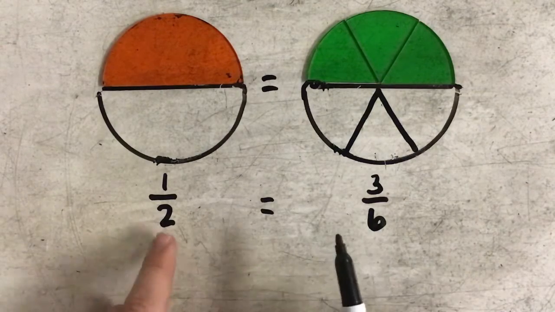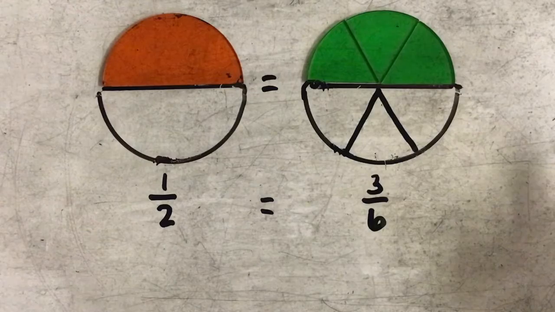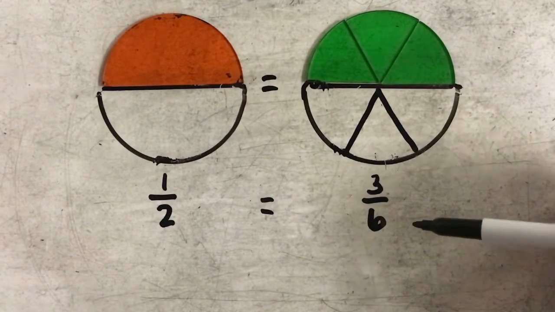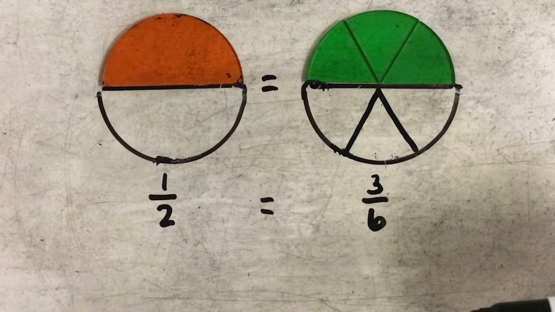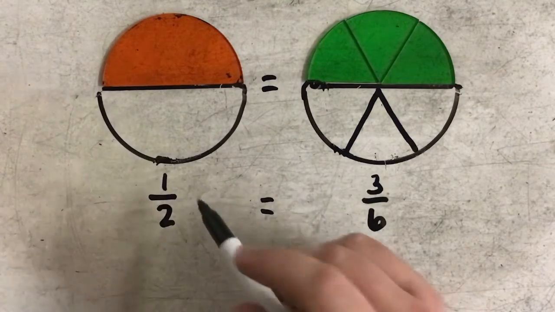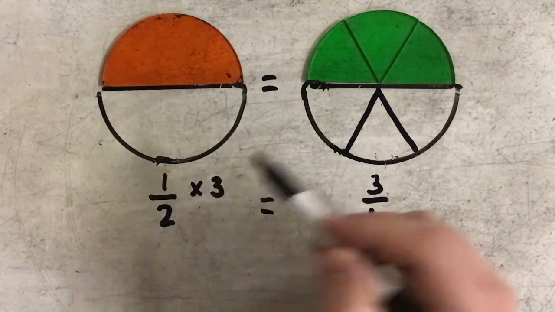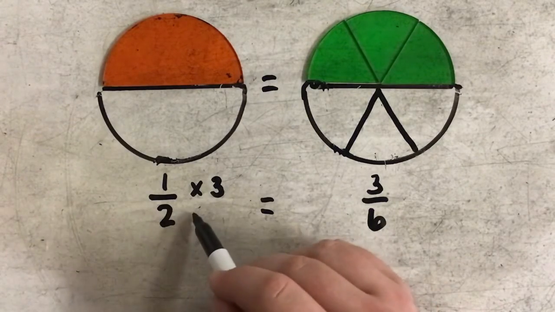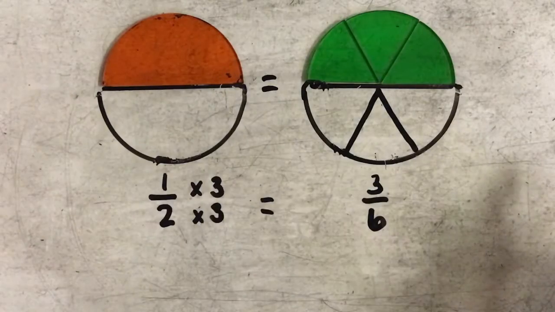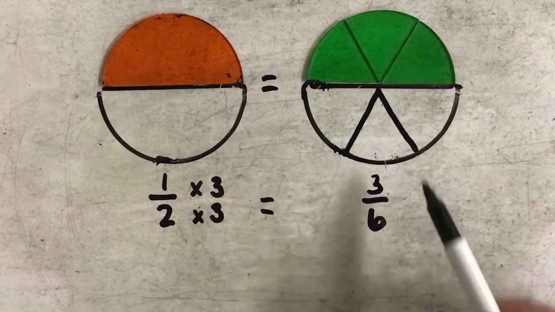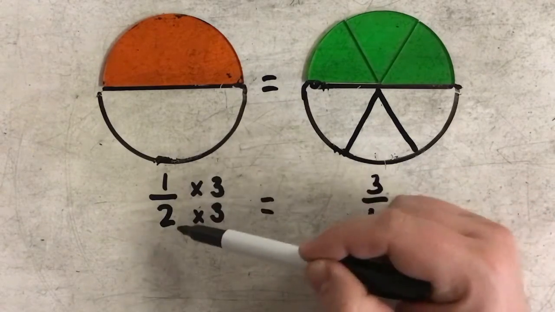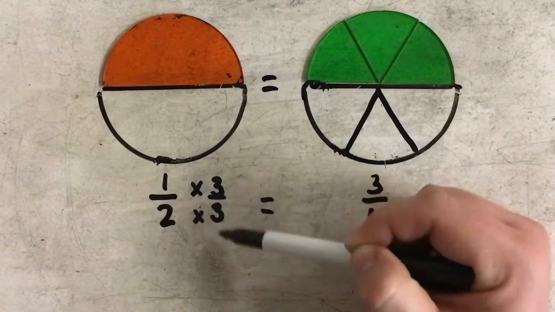Now, how did I get from 1/2 to 3/6? Well, I had to change my numerator and I had to change my denominator. But the trick is that I have to change them in the same way. To get from 1 to 3, I multiplied 1 by 3. And to get from 2 to 6, I multiplied 2 by 3 as well. So that's how I would find an equivalent fraction. I would multiply the numerator and the denominator by the same number.